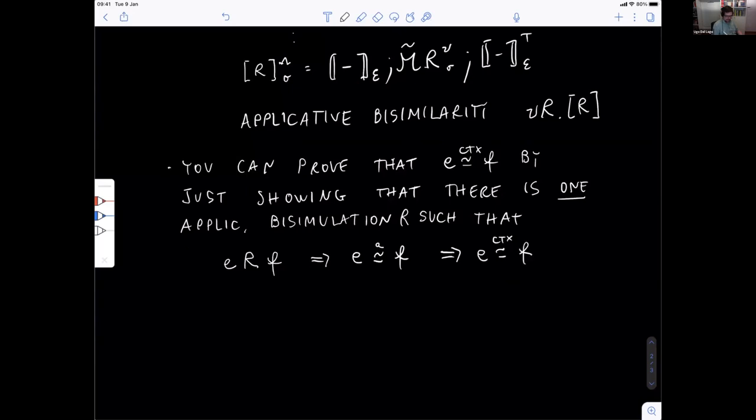How do you prove that this is the case? Well, you need to prove that applicative bisimilarity is a congruence and that it is adequate. Proving the latter, the fact that applicative bisimilarity is adequate, is not at all complicated. It comes more or less by definition. On the other hand, proving that applicative similarity is a congruence, well, it's quite complicated. And it requires the so-called Howe technique, following the so-called Howe's method.